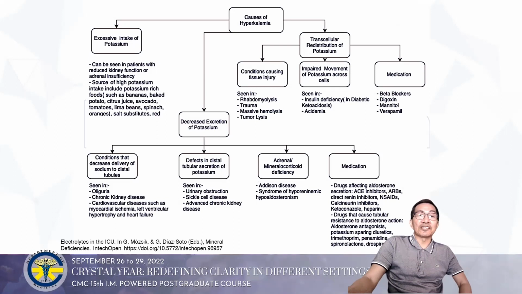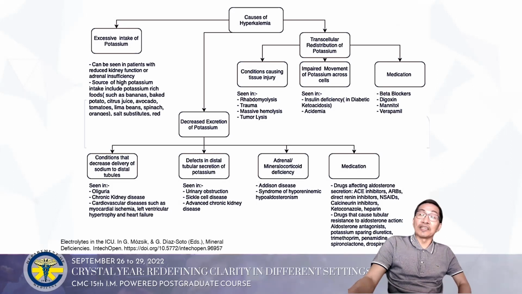You have conditions that decrease the delivery of sodium to the distal tubules of your kidneys. You see this in oliguric states, in patients with chronic kidney disease, in patients with cardiovascular disease such as myocardial ischemia, left ventricular hypertrophy, and heart failure. You may also have defects in distal tubular secretion of potassium, which can lead to a decrease in excretion of potassium, and you see this in obstructive uropathies, sickle cell disease, and advanced chronic kidney disease. Adrenal and mineralocorticoid deficiency, such as in Addison's disease and in syndrome of hyporeninemic hypoaldosteronemia, can also cause decreased potassium excretion.